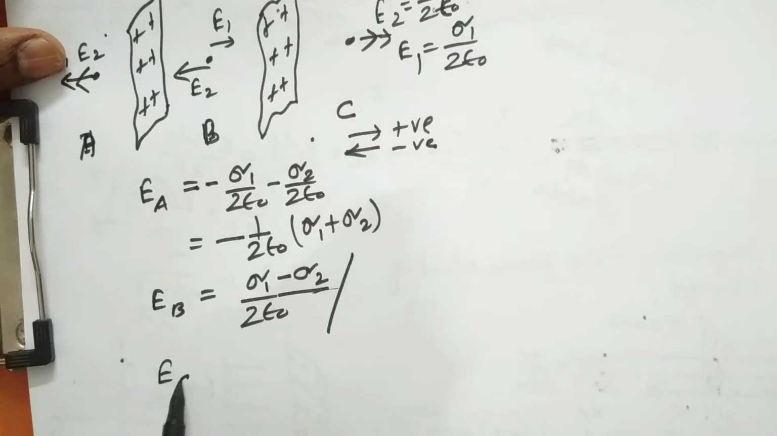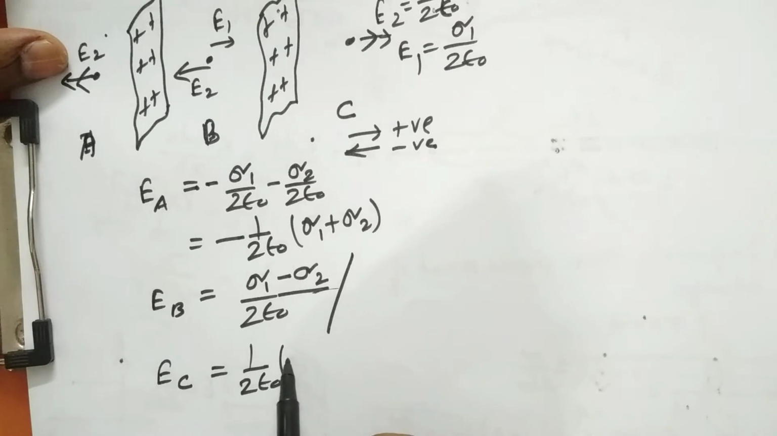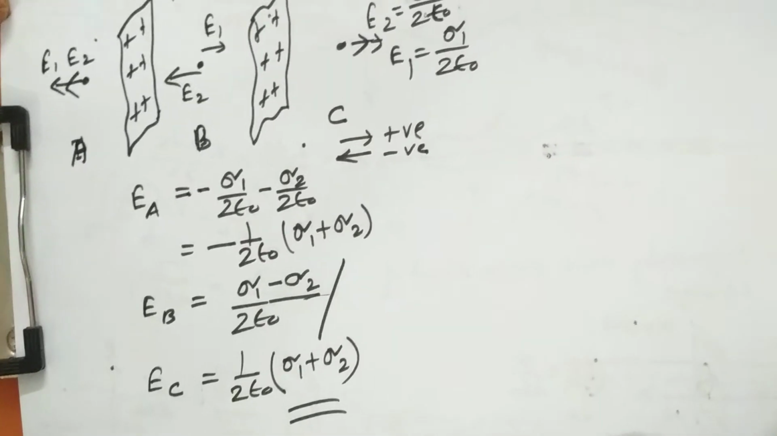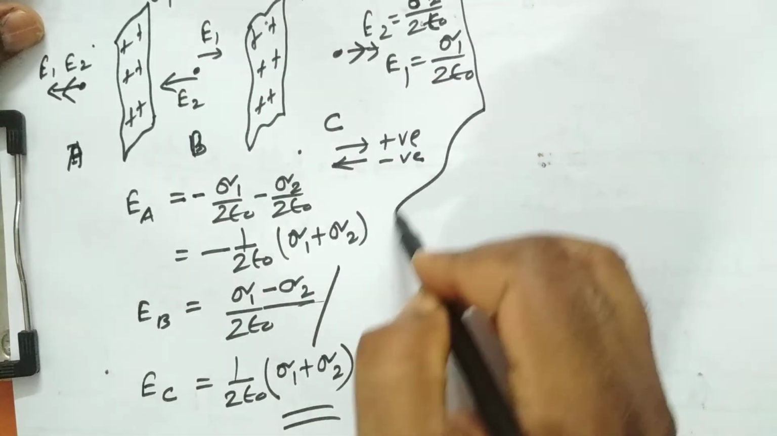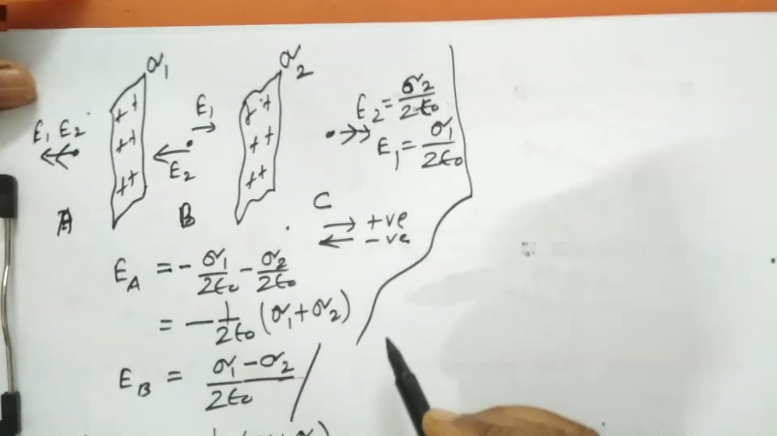electric field at region 3, both are towards right. So I'll take 1 by twice epsilon naught common within bracket sigma 1 plus sigma 2. Right.